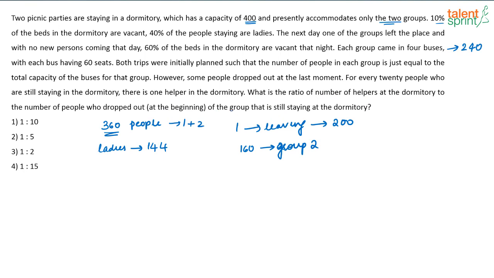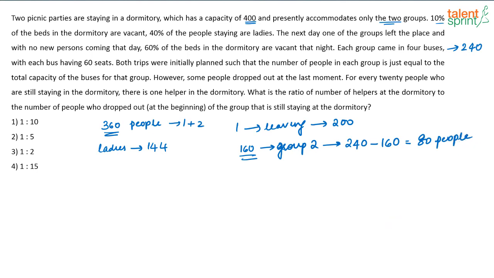So how will you solve this? This is what is given to us. See, how many people are staying in the dormitory? 160 people are staying in the dormitory. Now in group 2, how many people were supposed to come? 240 people were supposed to come, out of which only 160 have come. Or I can say, how many people have dropped out? 80 people have dropped out from group 2.